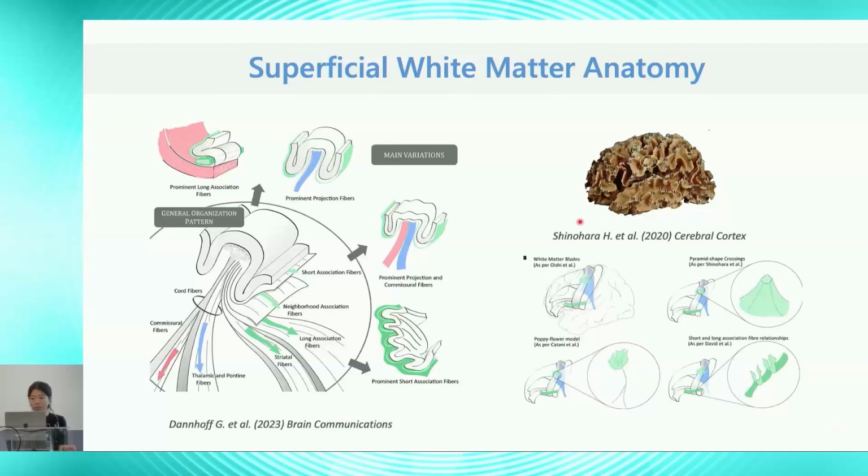So there are 97 pyramid-shaped crossings per lateral white matter surface, which are crucial in forming the neural network within the superficial white matter. Many studies have used these pyramid-shaped crossings to explore and illustrate the superficial white matter structure in the human brain.